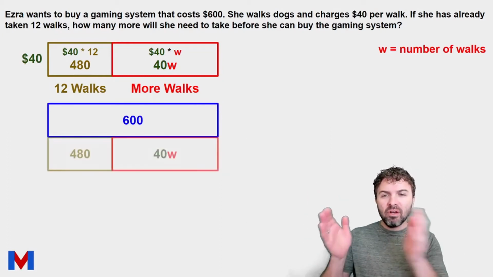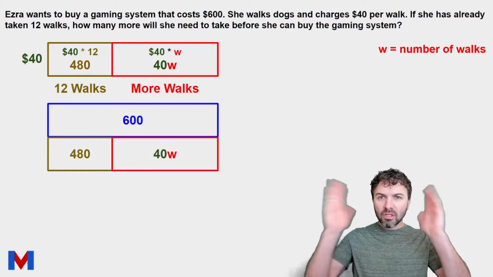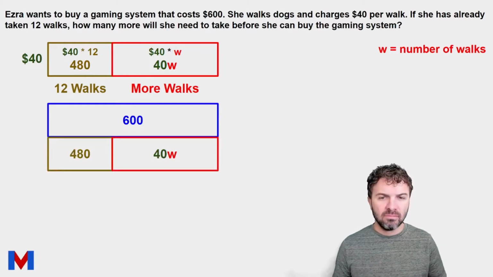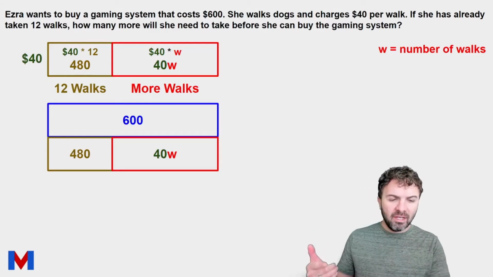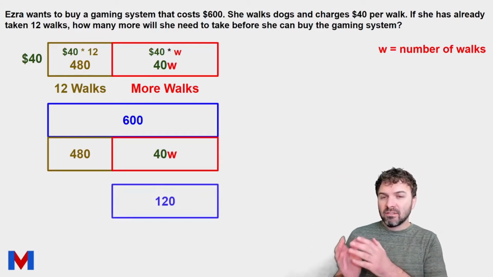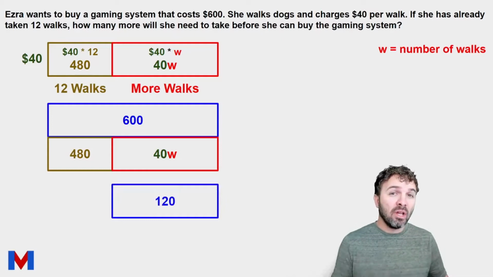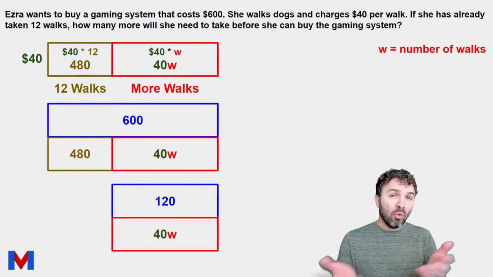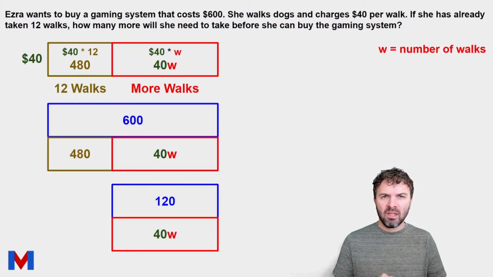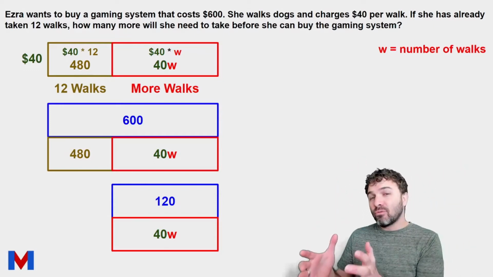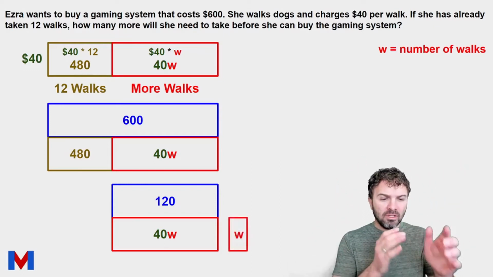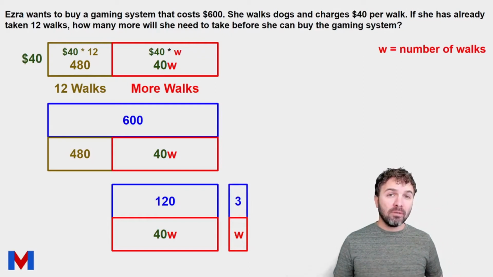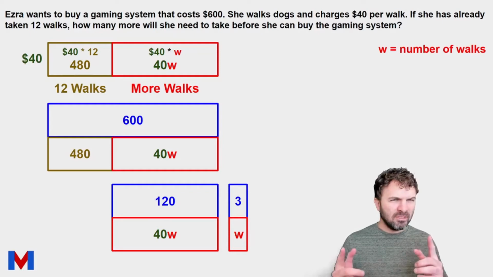Well, if I'm going to rewrite what I know, that 480 plus 40W should be 600 to answer the question we're trying to answer. But if she's already made 480, then I can take 600 minus 480 to tell us that we have $120 more to make. And that 120 is going to come from the 40 times however many more walks that she's going to take. So if I take that 120 and I break it into groups of 40, then I'm left with W on our bottom part here, and then I'm left with 3 groups of 40 to split up that 120. I hope that made sense.